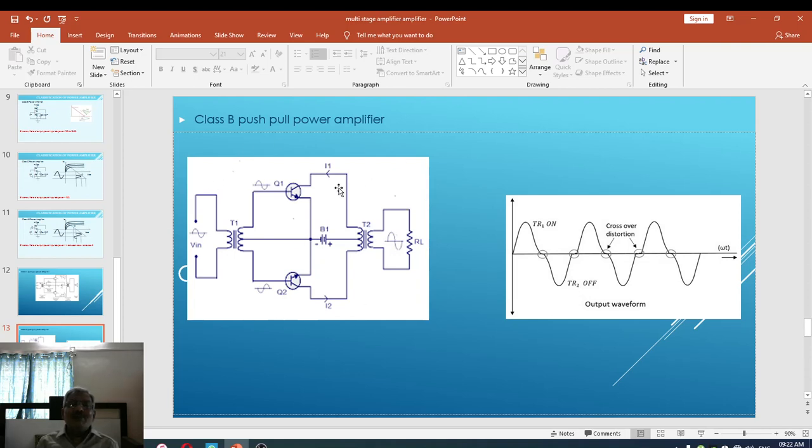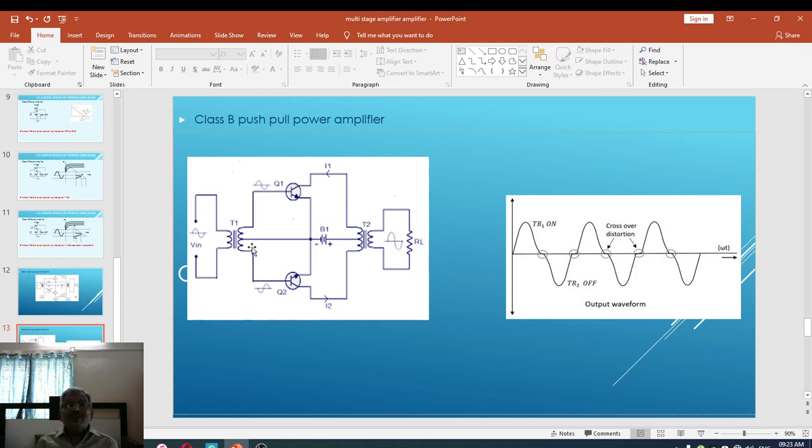Such a Class B push-pull power amplifier consists of, analogous to that, transformer T1 whose primary is connected to the input signal to be amplified. The secondary provides the 180 degree out of phase signal, whose center tapping is connected with the power supply VCC. Also it is connected to the center tapping of the transformer T2, that is the output transformer. This makes the operating point of Q1 and Q2 at the cutoff point.